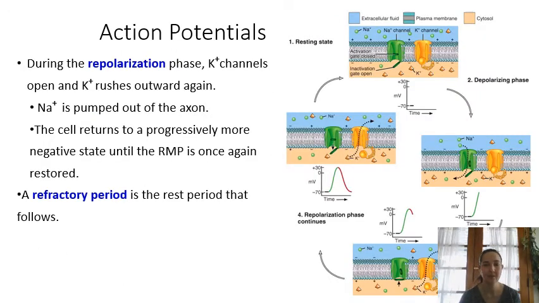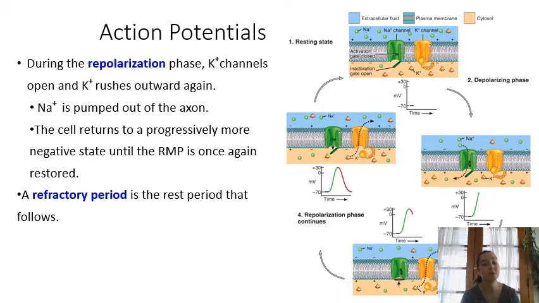Right, so here's a closer look at that repolarization phase. As soon as we've hit that maximum reversal of potential, we have to get back to normal by pumping a whole bunch of sodium outside the cell. Also, potassium is going to rush outside the cell as we try to reestablish that electrochemical gradient. So we want to get back to negative 70 millivolts.